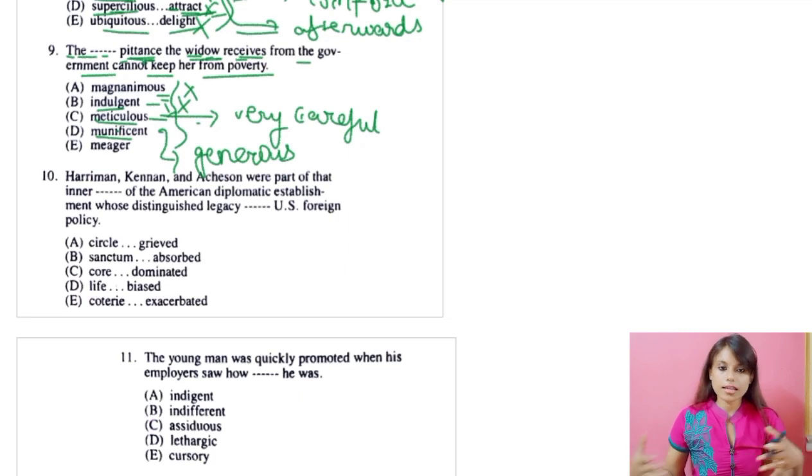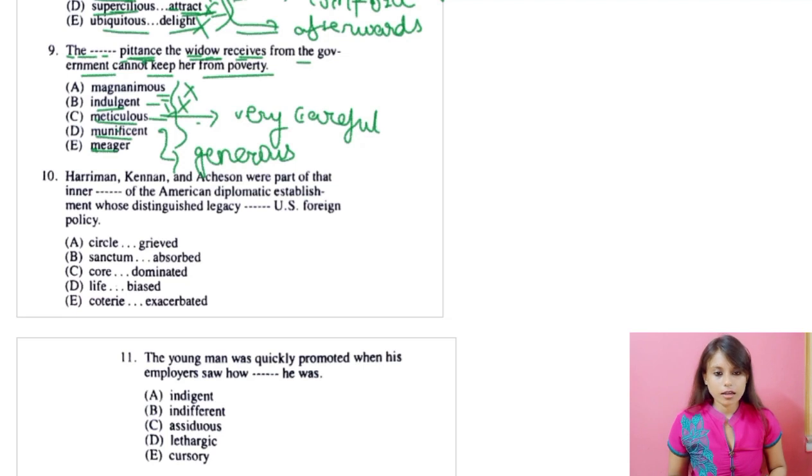So generous and money doesn't go together. It's not making any sense. A very small amount of money that is less than what somebody needs or deserves, that is pittance. And it is received like it's kind of a wage or a salary, but that is so little that it cannot keep the widow away from poverty.